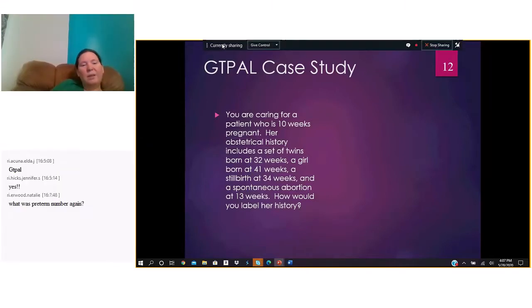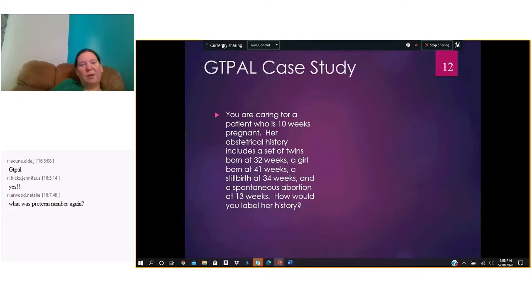L is living children, so this is currently living children. This is the only number out of all of them that is actually based on a number of children, not number of pregnancies. So let's do this for an example. Our example here is you're caring for a patient. If you've already listened to this, you know the answers, but we can talk through this again.